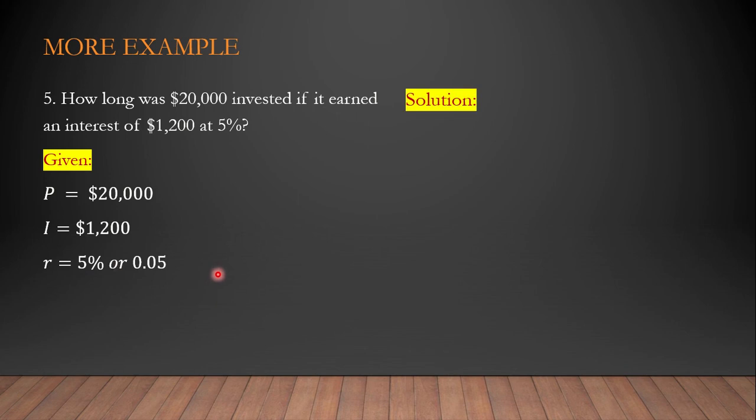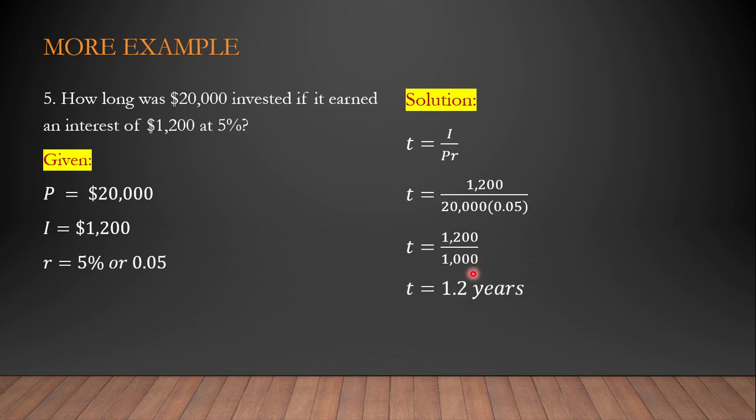So, use the formula in finding the time. Then, substitute the given. So, T is equal to I over P times R. Ganyan. T is equal to 1,200 divided by 20,000 times 0.05. So, 20,000 times 0.05 is 1,000 po. Kaya, T is equal to 1,200 divided by 1,000. Input in your calculator. This is 1.2 years. Okay? So, that is the time.